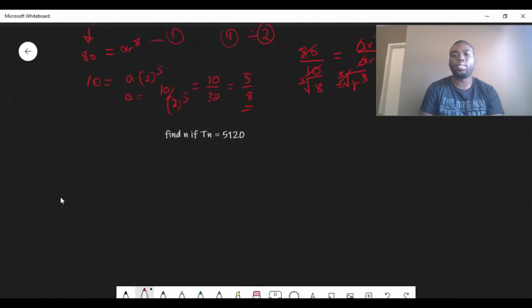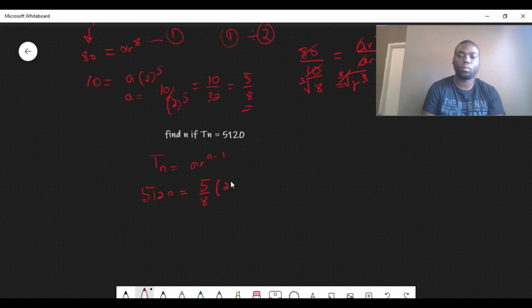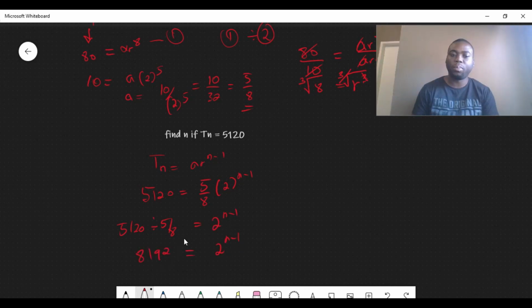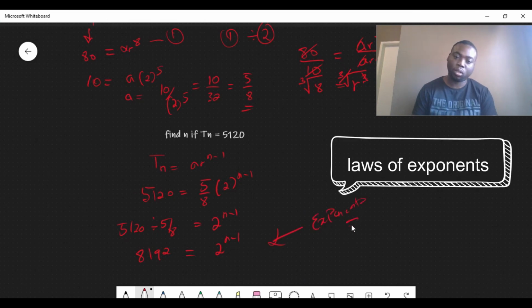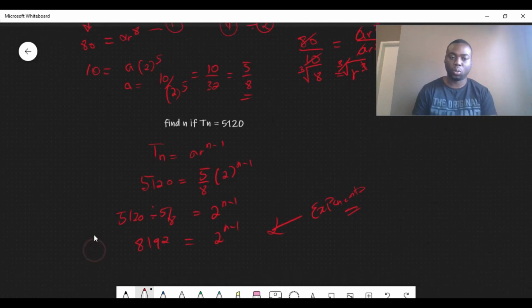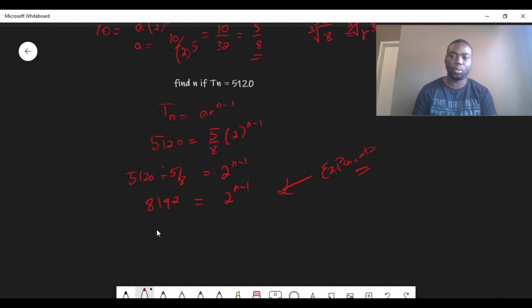Now this question says find the n if your Tn is equal to 5120. If we're going to do the same thing, we're going to use the same formula. The good thing is that we just calculated our A and R in the previous question. Simplifying is definitely going to give you this. Now, you are also going to use exponents to help you simplify this again, right? You will break this 8192 into its possible exponents, and that's exactly what we're trying to do here.